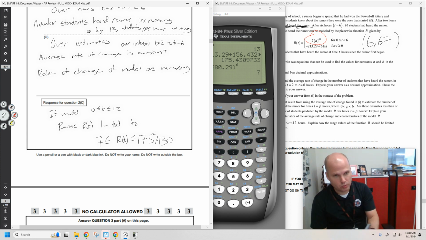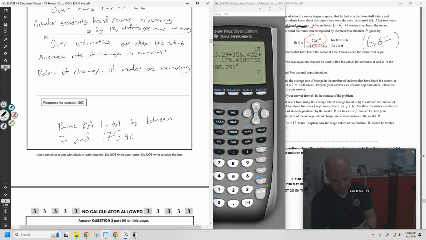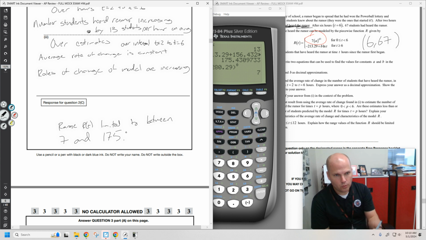If you're not comfortable using inequality notation, you can say the range is limited to between. You can literally say the words between 7 and 175. I'm wondering if they care about the decimal or not. I don't think they'd care about the decimal. 0.430 students.